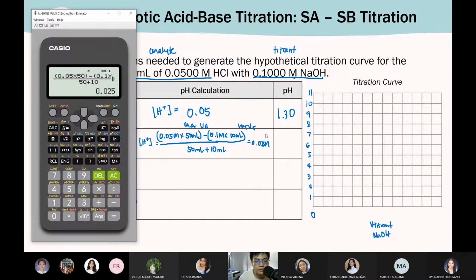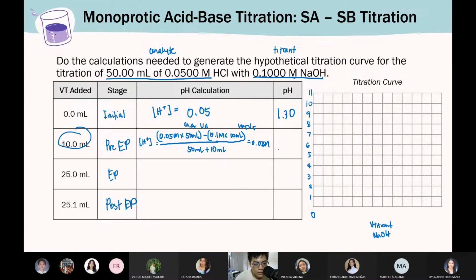So, yan, 0.025 molar. Now, to get the pH, negative log mo lang yan. Okay, so the pH now is 1.60. Two decimal places usually yung pH natin pag ganito. 1.60.